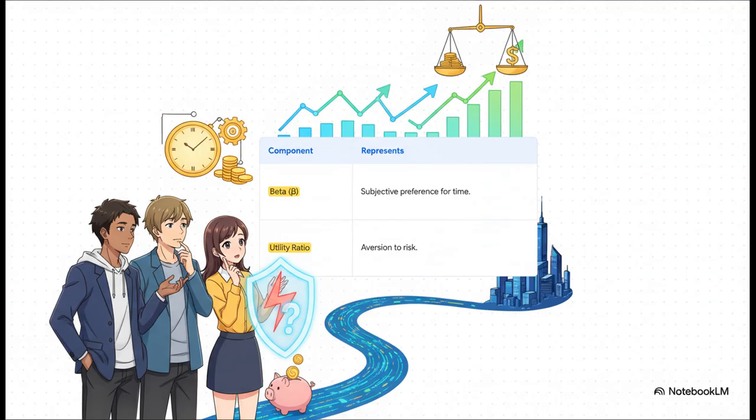Well, it's really made of two main gears. The first is something called beta. Don't worry about the Greek letter, it's just a number that represents our impatience, how much we want stuff now. The other part is the utility ratio. This one is all about how much we hate risk. You know, that feeling of preferring a bird in the hand to two in the bush? That's the utility ratio at work.